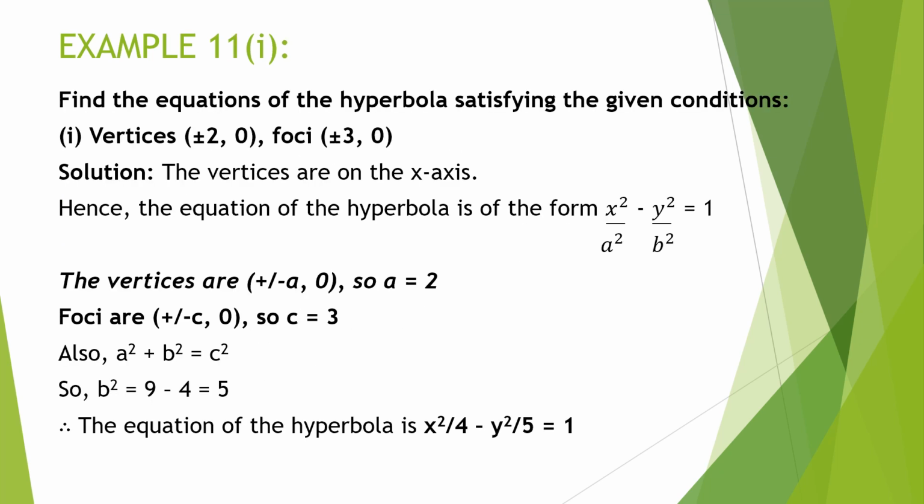Now in the next example, you are given the vertices and foci. You have to find the equation of the hyperbola. The vertices are of the form plus or minus 2, 0, means they are on the x-axis. So the equation will be of the form x square upon a square minus y square upon b square equal to 1. You know vertices are plus or minus a, 0. So what is a? A is 2. Foci are of the form plus or minus c, 0, means c is 3. So again from a square plus b square equal to c square, we can find b square is 5 or b equal to root 5. Equation of the hyperbola is x square upon 4 minus y square upon 5 equal to 1.